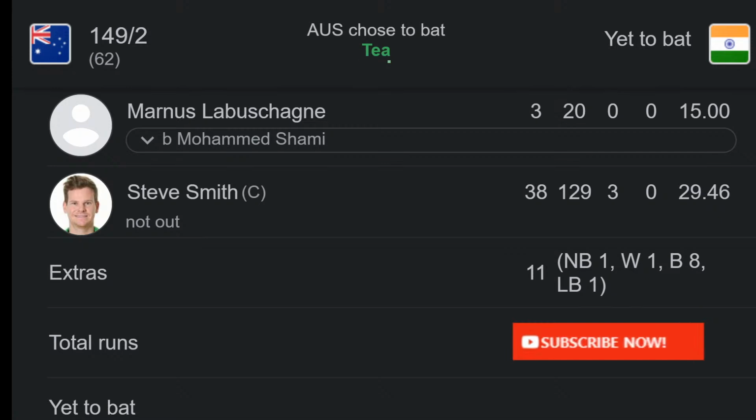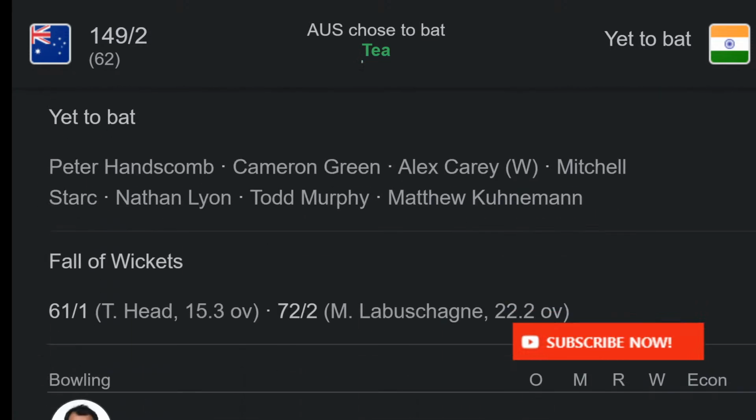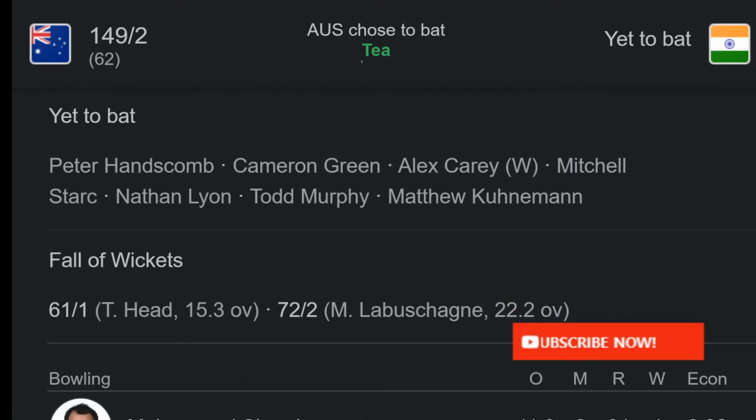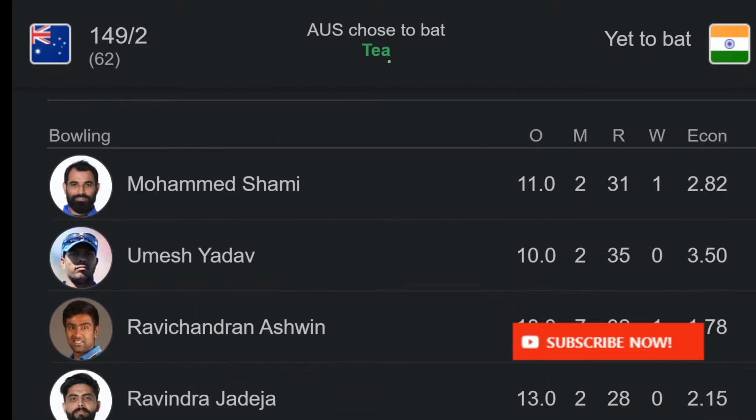149 for 2 wickets in 62 overs. Fall of wickets: first wicket 61 runs, Travis Head, 15.3 overs; second wicket 72 runs, Marnus Labuschagne, 22.2 overs. Bowling analysis of India: Mohammad Shami 11 overs, 2 maidens, 31 runs, 1 wicket, 2.82 is the economy.